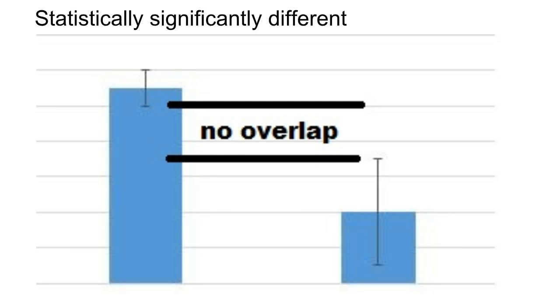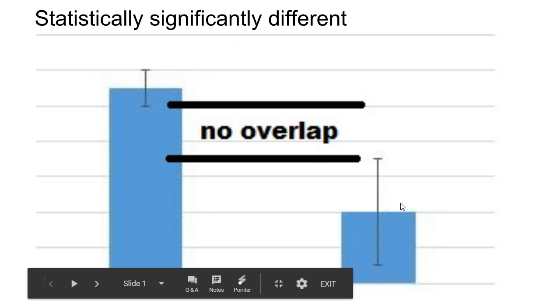Hi guys, we're talking about statistically significantly different data, data that's really, really different, and data that is different but not really, really different. So this picture shows statistically significantly different data. We know the data is statistically significant. That's actually different because this standard deviation and this standard deviation have no overlap.